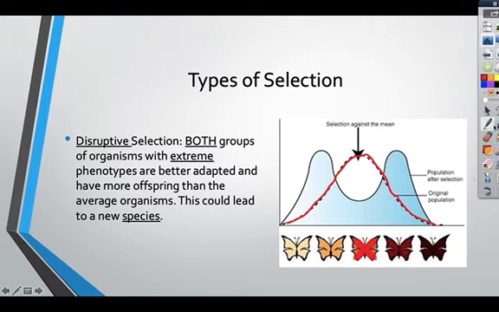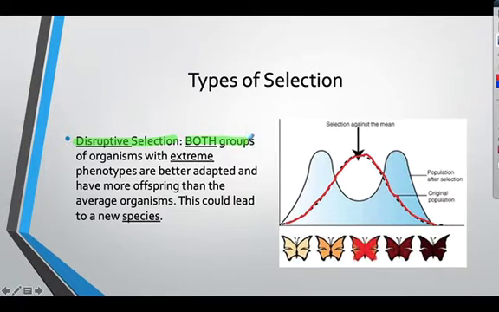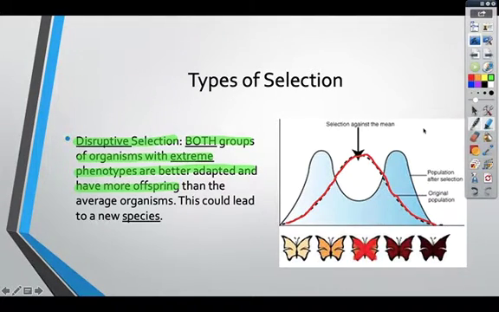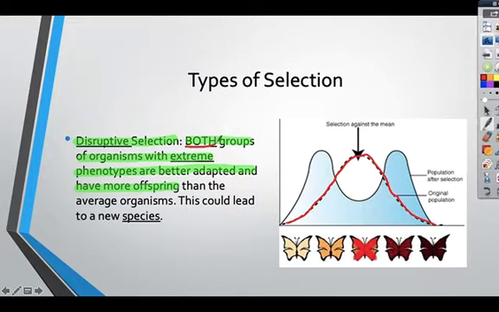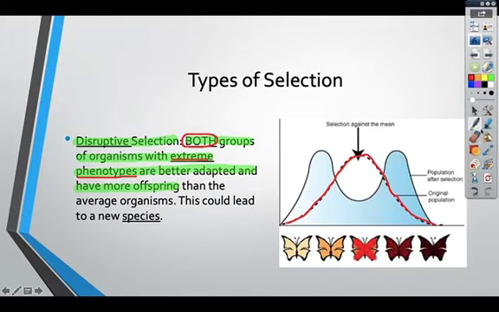That can lead to speciation, or lead to a new species. So here we're going to say disruptive selection. Both groups of organisms with extreme phenotypes are better adapted and have more offspring. So basically, both extreme phenotypes are going to be favored. So here we're going to highlight both extreme phenotypes are favored. Okay, and this particular type of selection could lead to a new species.